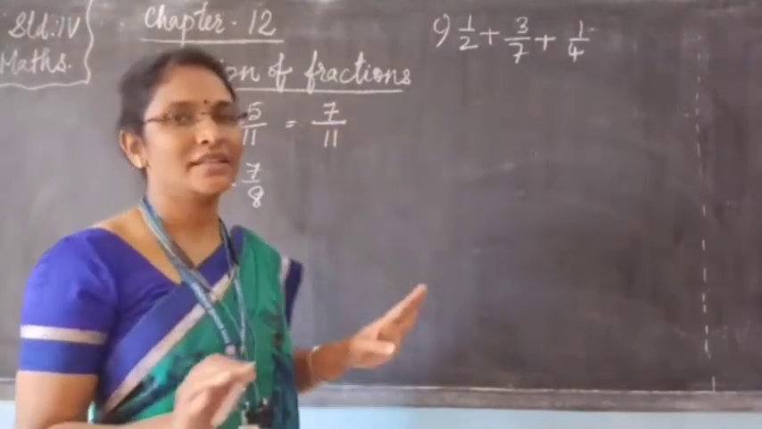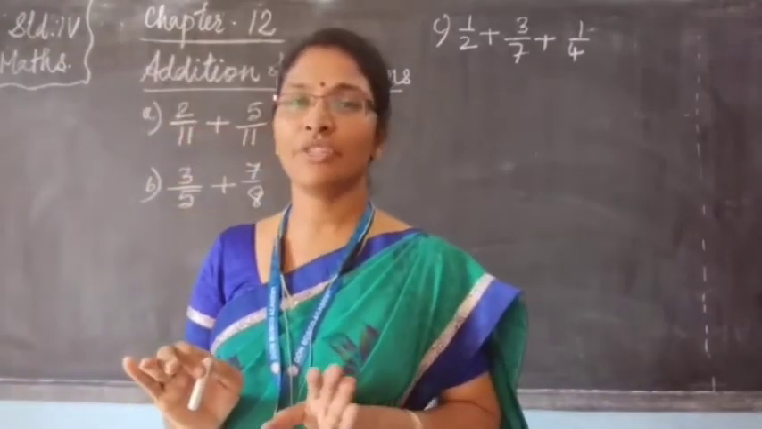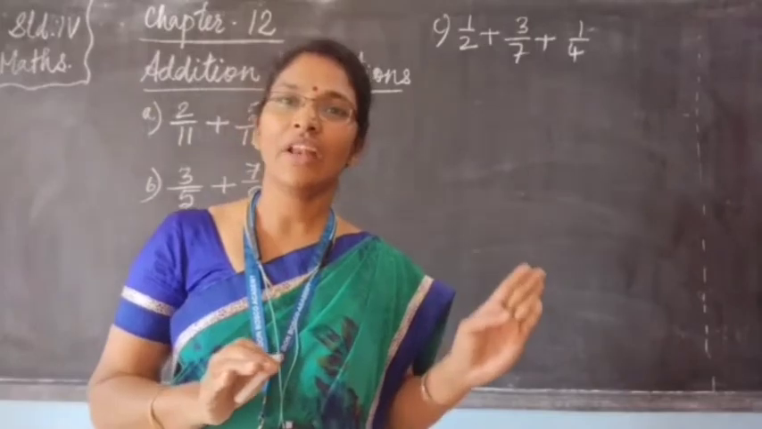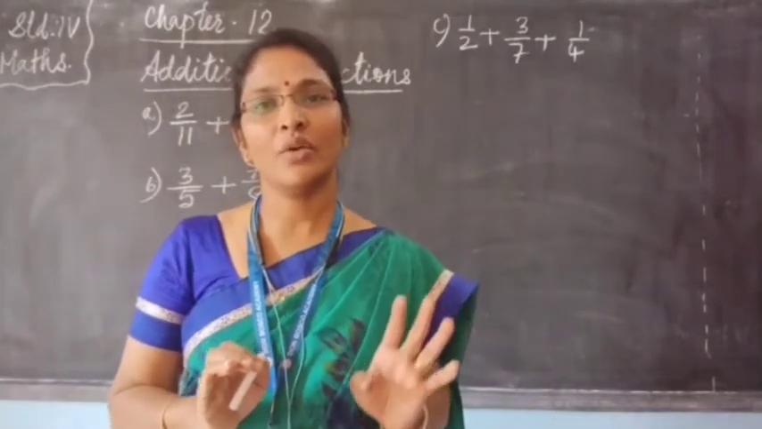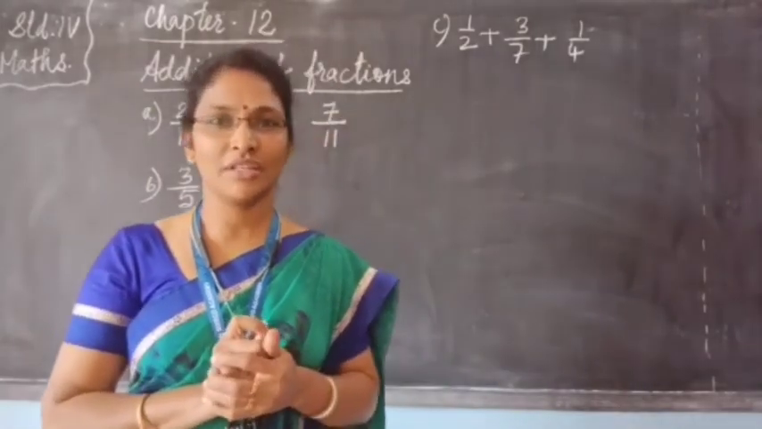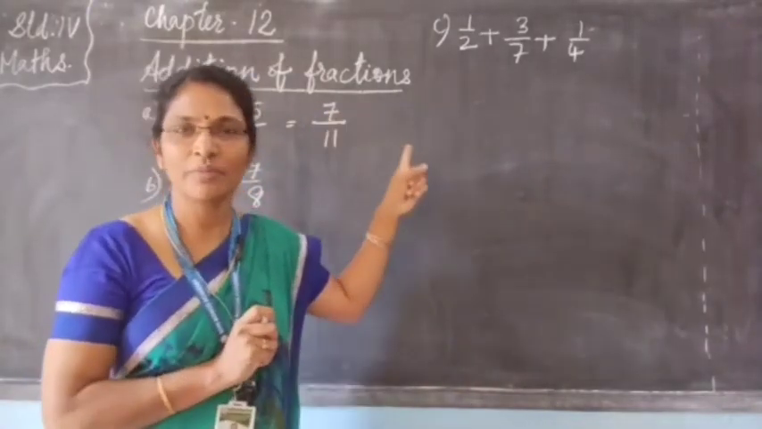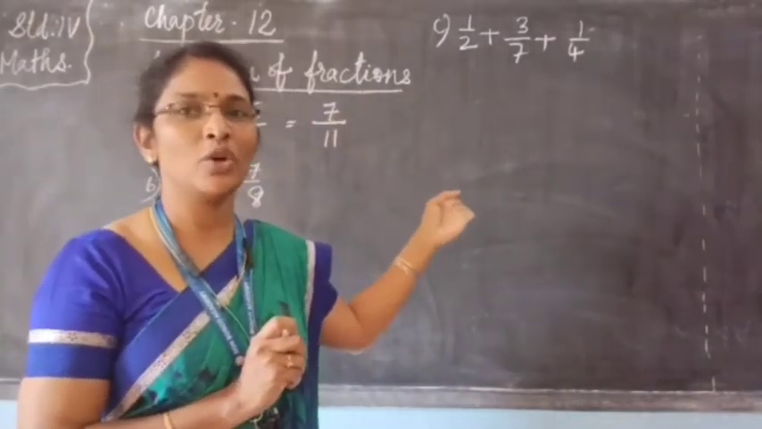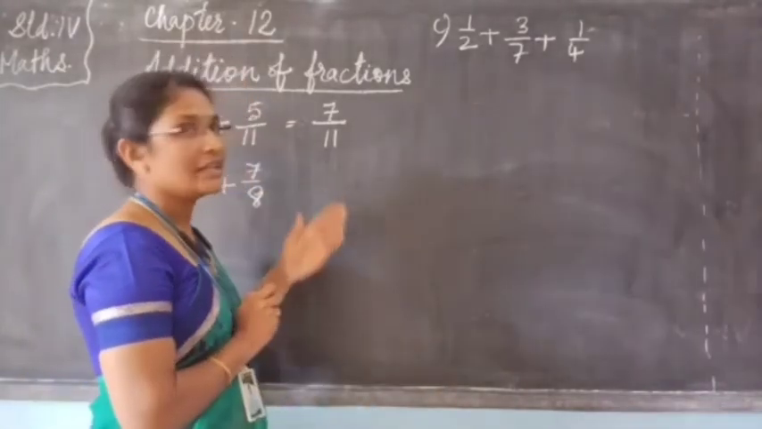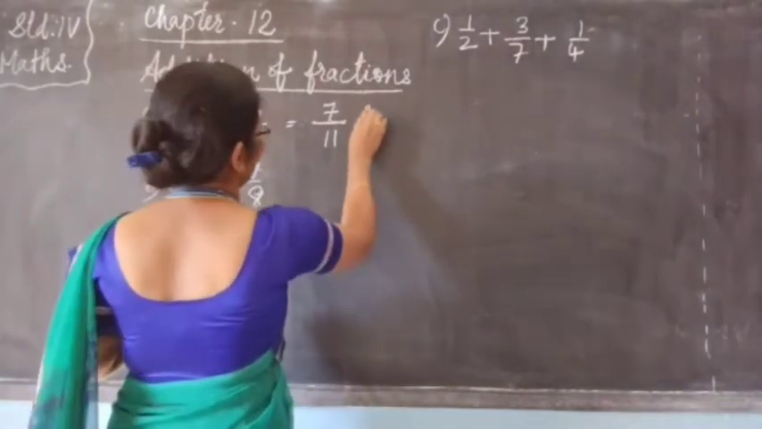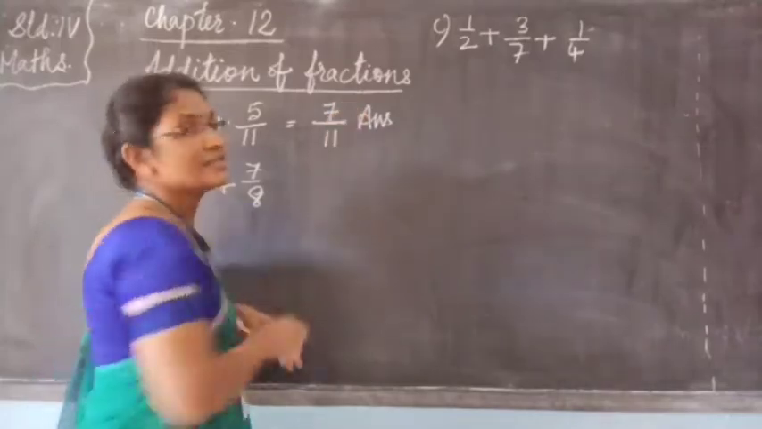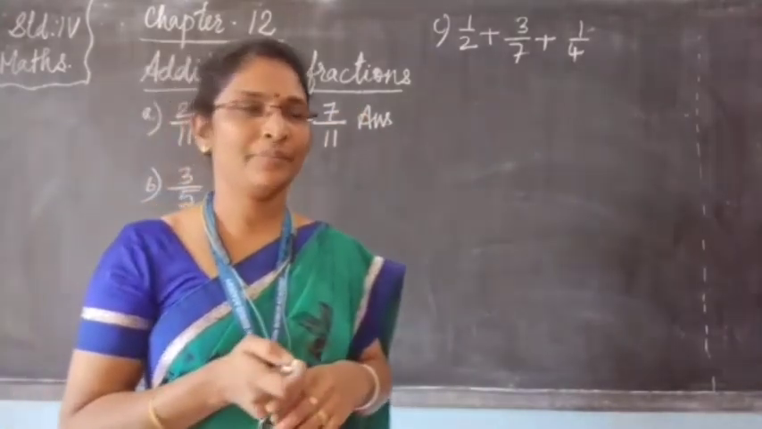You need not add the denominators. This is the common mistake some of you make. They will add the numerators and they also add the denominators. You shouldn't add the denominators, only numerators should be added and the common denominator should be written in the denominator's place. We got the answer 7 by 11.